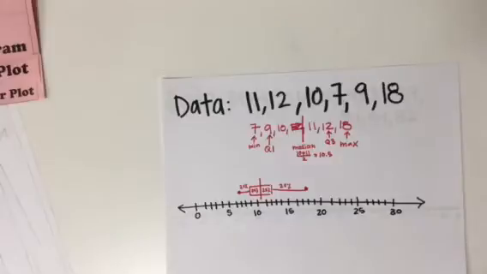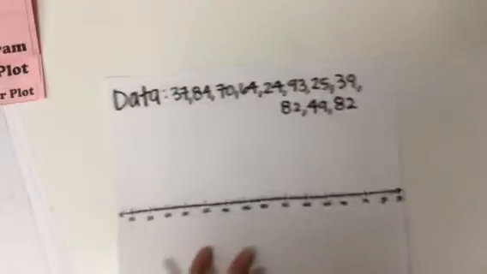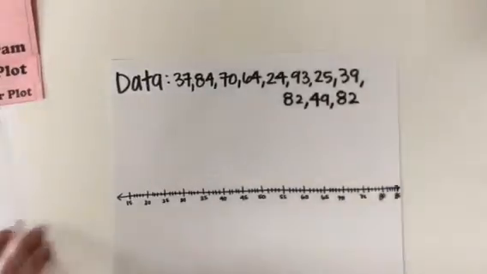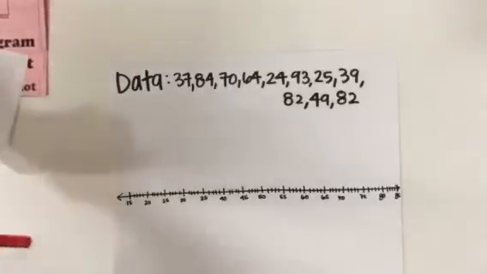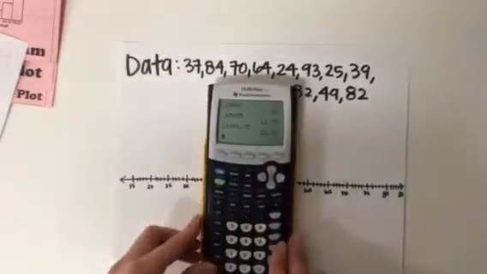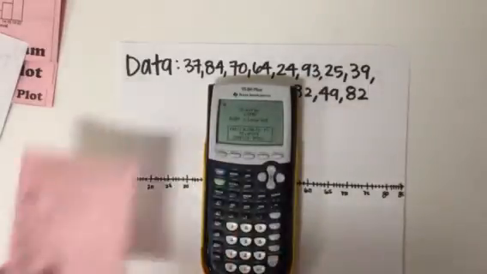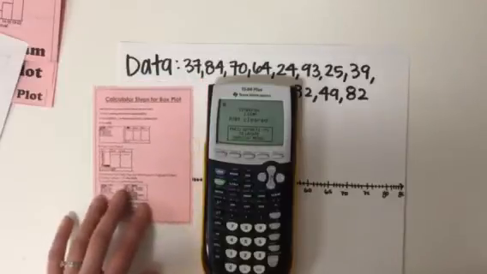Okay, our final thing for today is we've got one more box and whisker plot to do. But this time, rather than making you do it all by hand, I'm going to show you how to use your calculator. So go ahead, and if you don't already have it out, pull it out. Let's make sure to clear it first. Second plus 7, 1, 2.